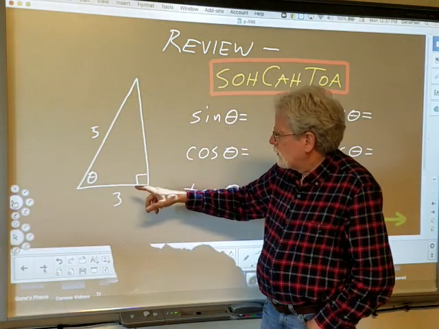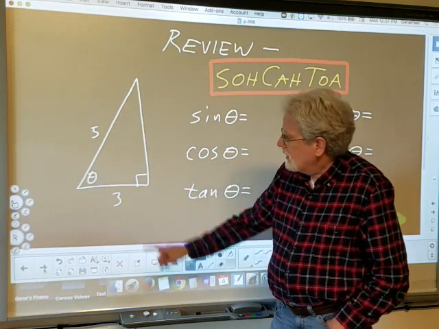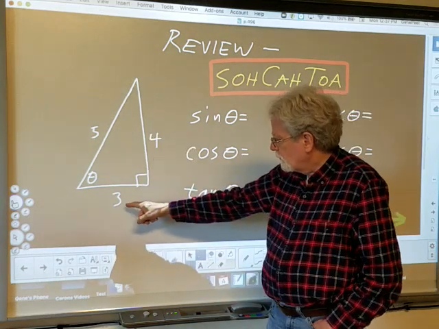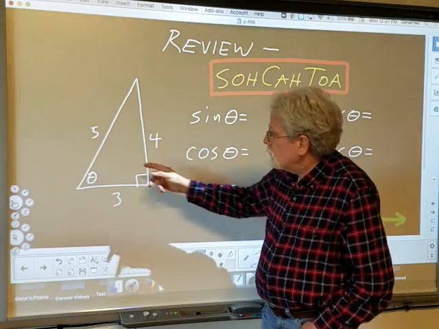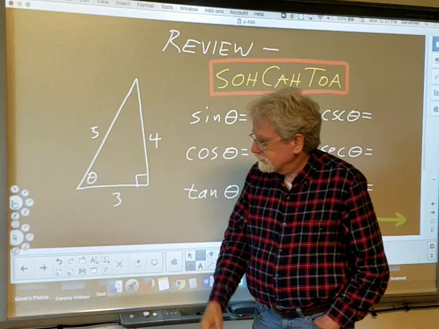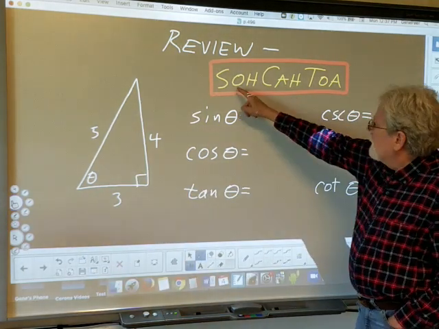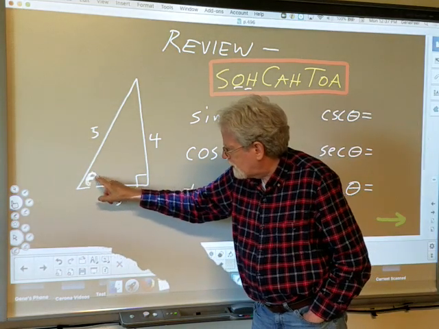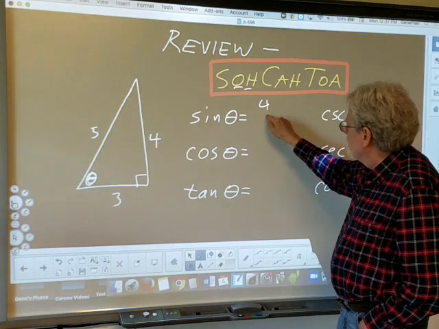You should know well that if you have a right triangle with a hypotenuse of 5 and one leg of 3, the other leg must be 4. So 3 squared, 9, plus 4 squared, 16, will equal 5 squared, 25. So in this case, sine of theta means opposite over hypotenuse. From theta's perspective right there, opposite over hypotenuse, 4/5.